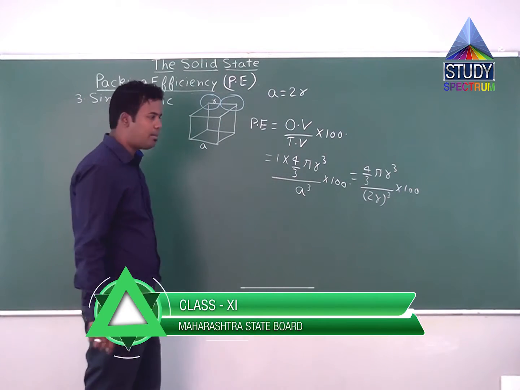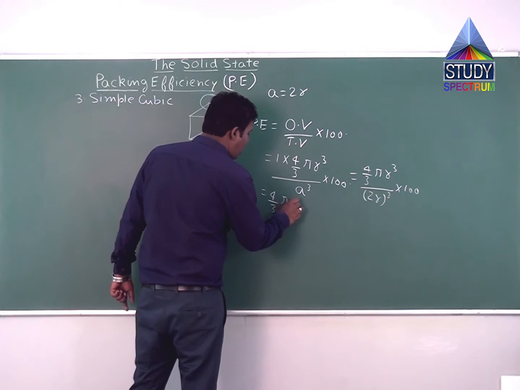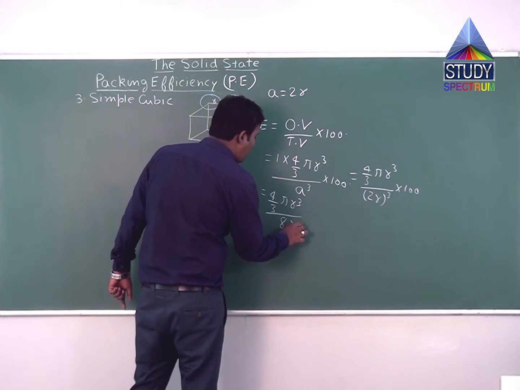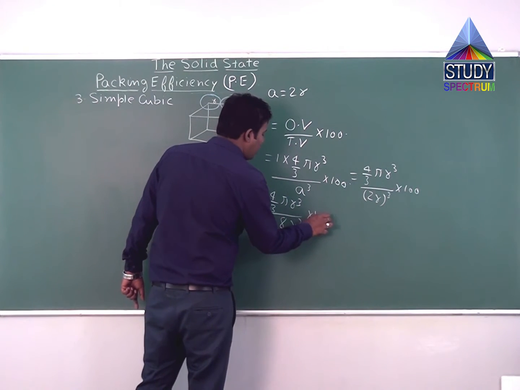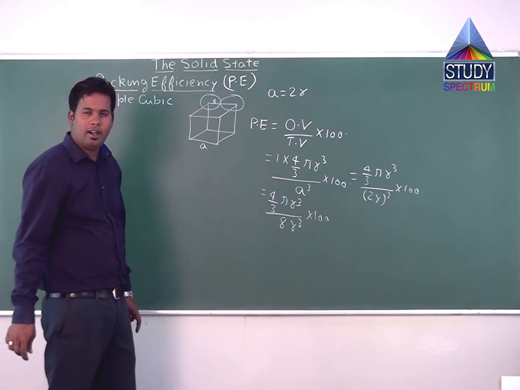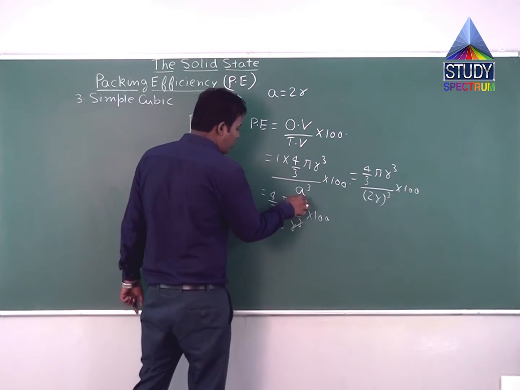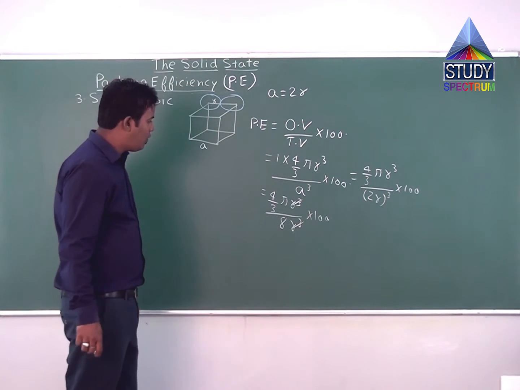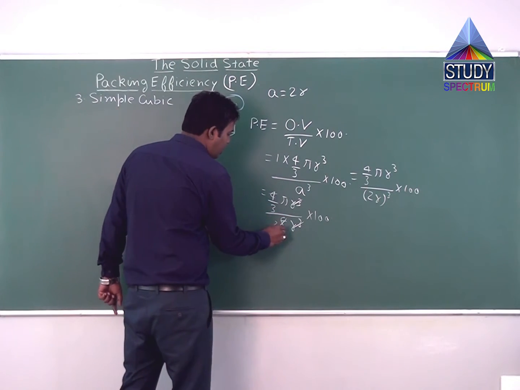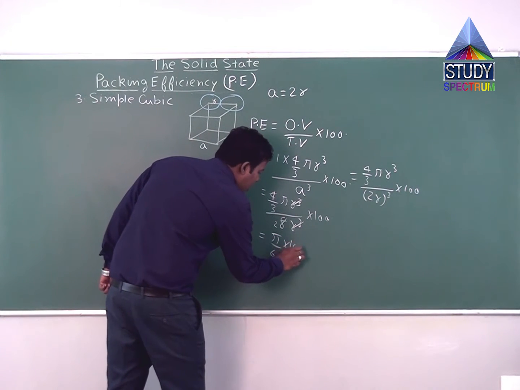Correct? If I expand the denominator, it becomes 4/3 pi r cube divided by cube of 2, which is 8, and cube of r is simply r cube, into 100. Now finally we have the same variables in numerator and denominator, r cube in numerator and r cube in denominator. We can cancel out r cube and r cube, so we are finally left with numbers. Now this 4 into 2 is 8, so it becomes pi by 6 into 100.